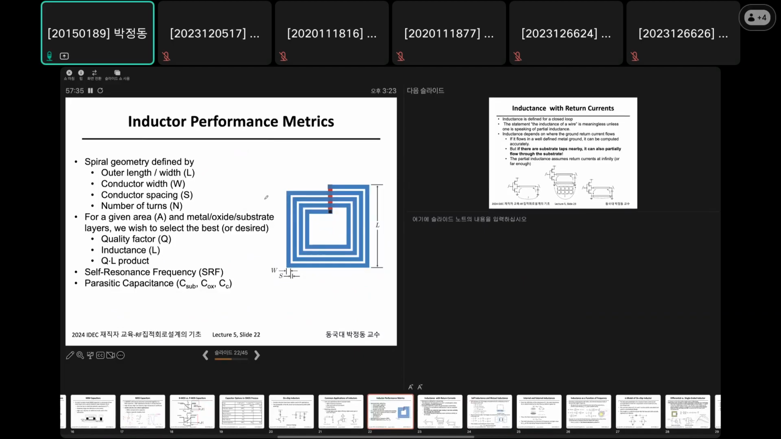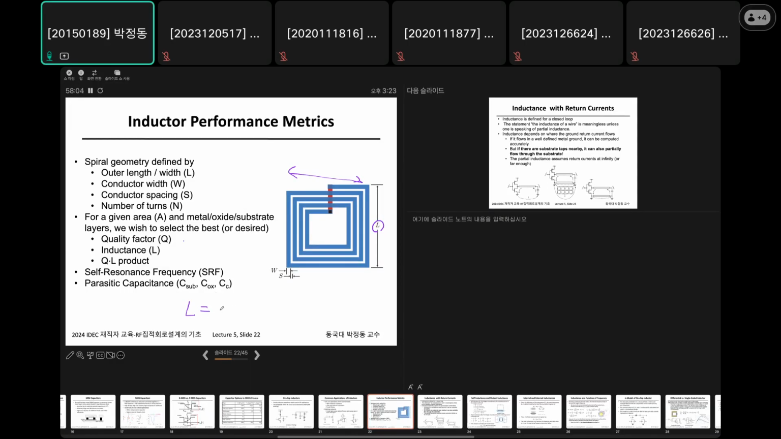Okay. As I said with R and C, the area occupancy is the money. Okay. So we have to reduce the size of L as small as possible. But there is a problem. In order for us to increase the inductance, what is inductance for the spiral inductor, right? For the spiral inductor, how does it work?